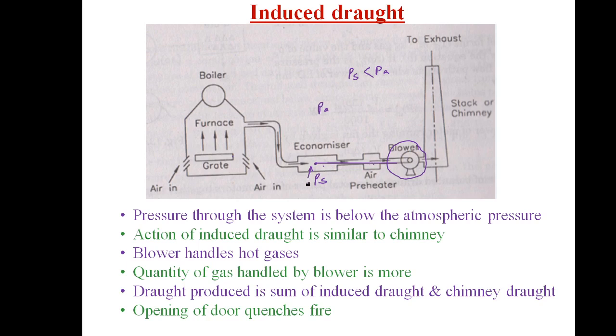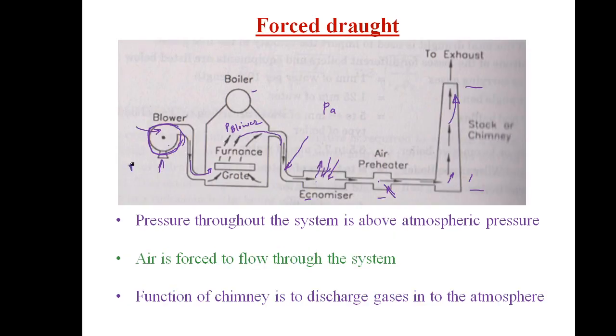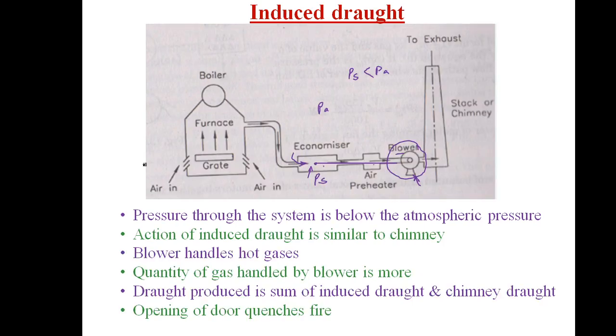In the case of natural draught also, a vacuum is created, or pressure is below atmospheric pressure. So if there is a leakage, atmospheric air enters in between and reduces the draught, the pressure difference created by the blower. Here the blower needs to handle a large quantity of gas. The mass of air in the previous case was MA, so only MA was handled by the blower in forced draught. But in induced draught, the mass of gases is equal to MA plus 1.